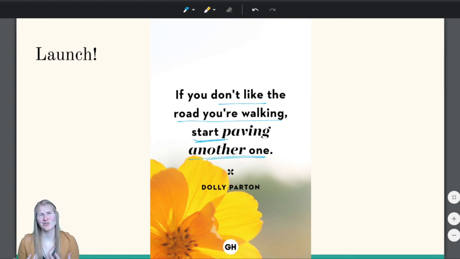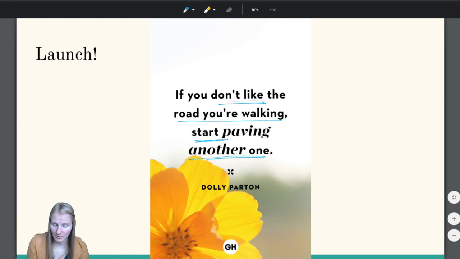Now, I know this isn't always possible, right? It's not always possible to pave another one. You can't control your family, the parents that you have, the house that you live in. When you're under 18, you can't always control who is the boss of you, right? Your parents, your teachers are the boss of you. So you can't control everything. But you can control the way that you react to things and the way that you think about things.